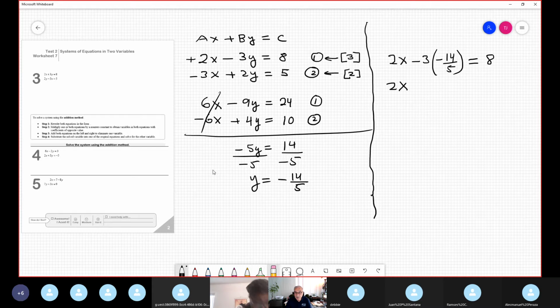Okay, let's do a multiplication. Negative and negative is positive. So it's 14 times 3. I put it in my calculator, of course, because I don't want to make a mistake. 14 times 3 is 42, no? 42. 42 over 5 equals 8. Okay, now we continue.